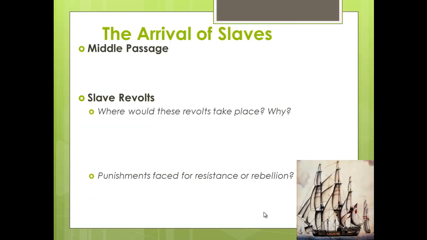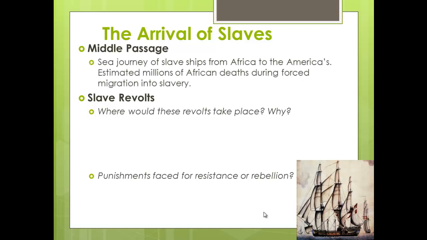Okay, so we're going to talk about the arrival of slaves now, and I hinted at the Middle Passage earlier. Again, this is the sea journey of slave ships from Africa to the Americas, both North and South America. It is estimated that millions of African deaths occurred during forced migration into slavery. As many as 1 out of 4 or 1 out of 5 Africans would actually die on the journey over on the ships because the conditions were that horrific.